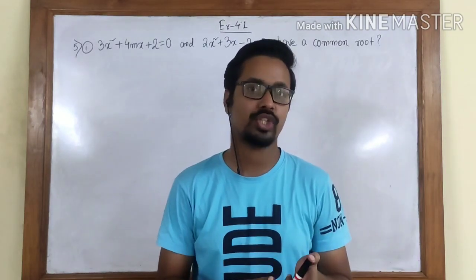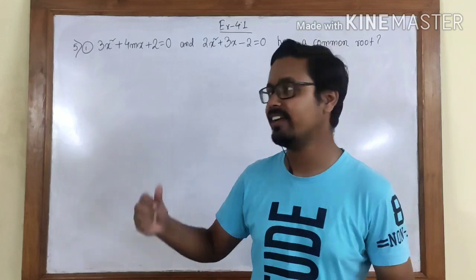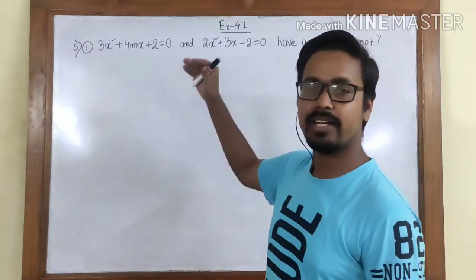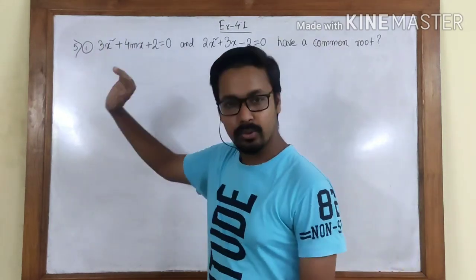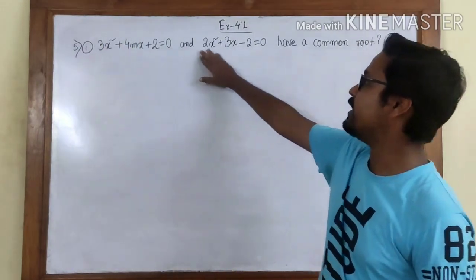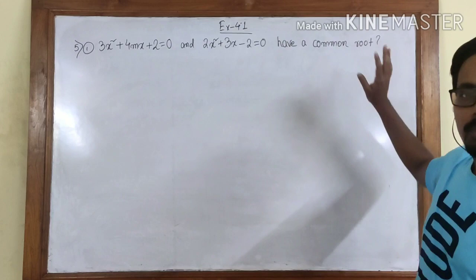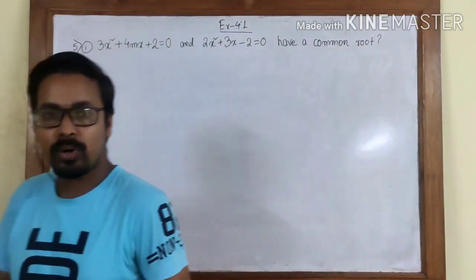We had completed up to question number 4, so we are starting with question 5, and question 5 contains the heading: under what condition. So number 1 is, under what condition will this equation and this equation have a common root? So let us assume one common root.